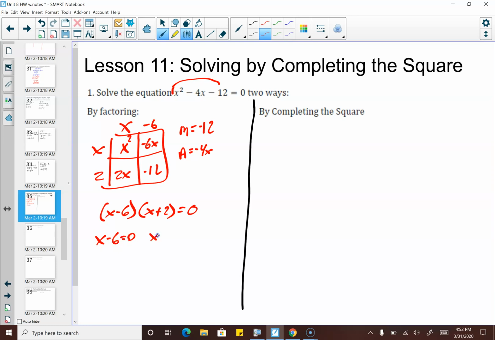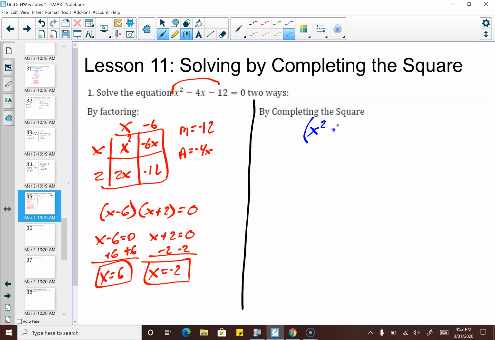We set each of those parentheses equal to 0. We'll add our 6. We get x equals 6. Then we subtract our 2, and x equals negative 2. So now when we go through our process of completing the square, we should be getting the same exact answers. All right, because again, completing the square is really just a different way of solving.